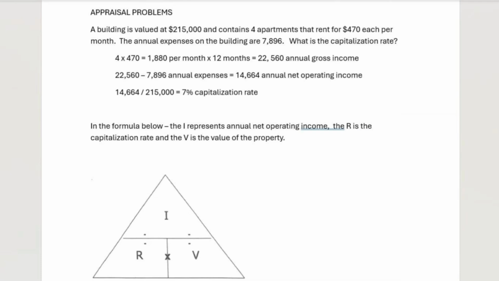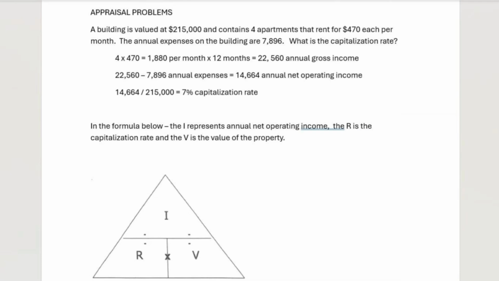So in this problem, you have a building that's valued at $215,000. That number, that $215,000, can go into the V on your formula. It has 4 apartments that rent for $470 each month. So $470 a month times 4 apartments gives you $1,880 monthly income on that building. But we need annual income. So we're going to multiply that by 12. It'll give you $22,560 annual gross income.